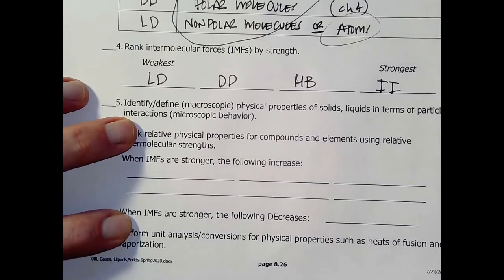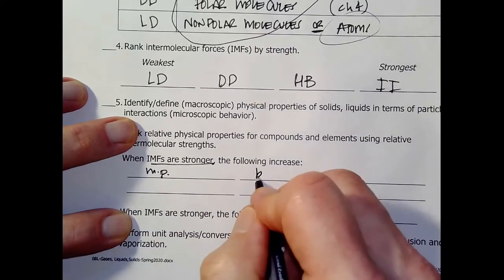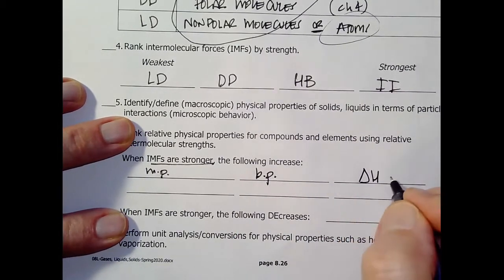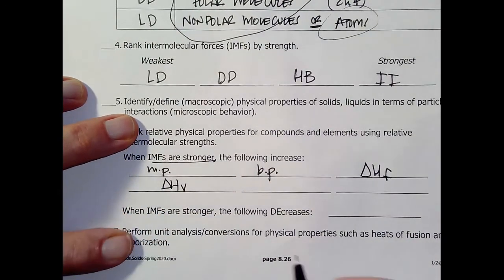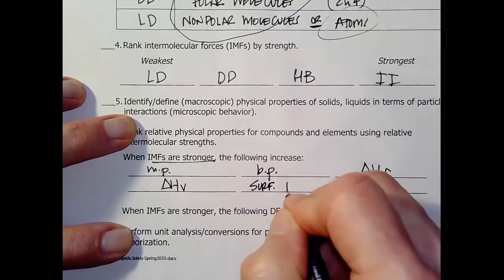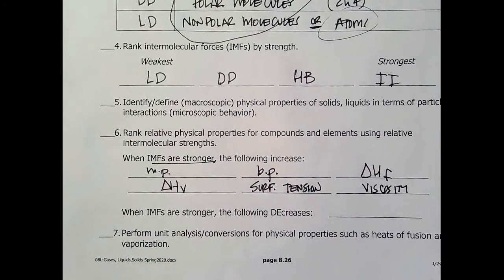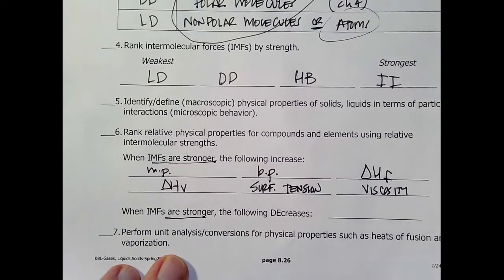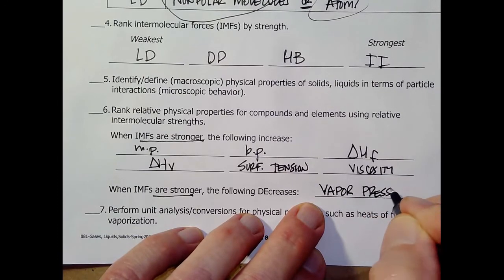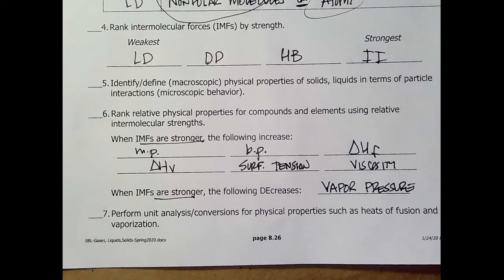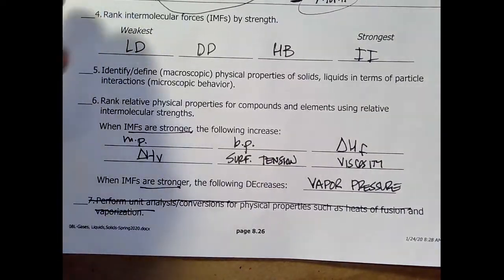We said when the IMFs are stronger, things like the melting point increases, the boiling point increases, the amount of energy required to melt increases, the amount of energy required to vaporize or boil increases. And we didn't do much with this, but surface tension and viscosity. I don't think that shows up in the homework anywhere, but it all makes sense. Now there's one oddball. When the IMFs are stronger, vapor pressure drops. Everything else goes up. All the other physical properties we looked at, the values go up, vapor pressure goes down. And we're not really doing this semester because we just don't have time.